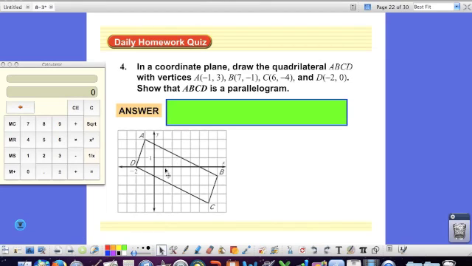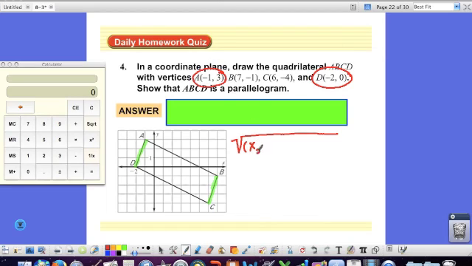And in a coordinate plane, show that the quadrilateral ABCD with those vertices is a parallelogram. So you're going to pick two sides. I'm going to use these because they're shorter. I don't know if it's really going to make a difference, but I like that. So I'm going to use D and A. So that's coordinate D, that's coordinate A.